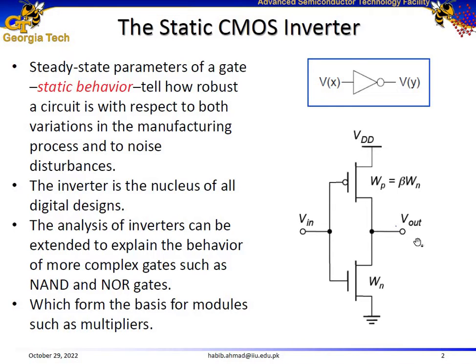Okay, let me tell you. The output voltage is connected to the drain for the NMOS and to the drain for the PMOS as well. You need to remember that, right? And the ground of the NMOS is connected to the source. And the source of the PMOS is connected to VDD. And there is actually a reason for that.